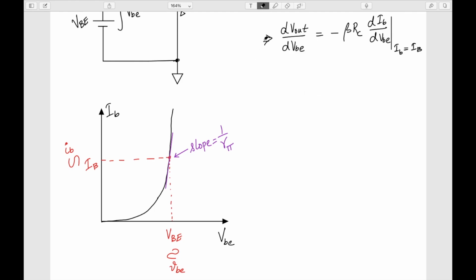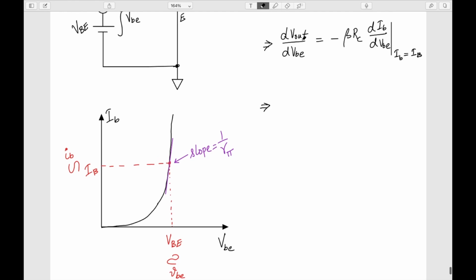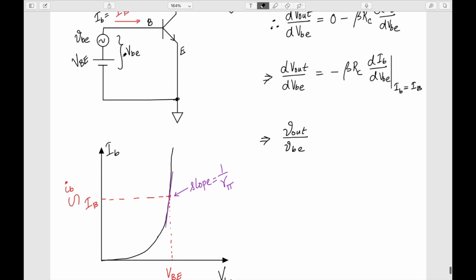So the whole expression implies dV out, basically the change in the V out, I can write as this. The change in the total overall voltage VBE is equal to minus beta RC, and this whole thing is the slope at 1 by r pi. And r pi, we know that it is VT by IB.